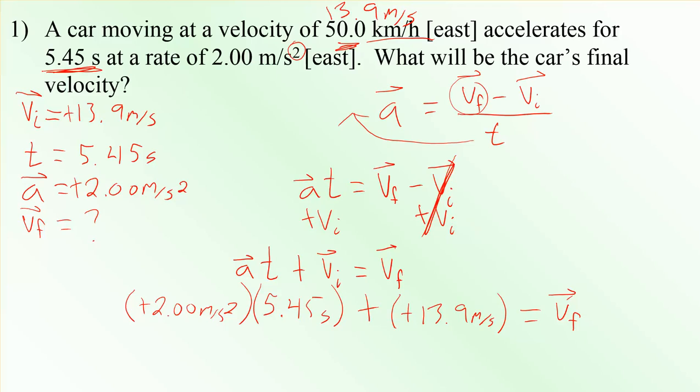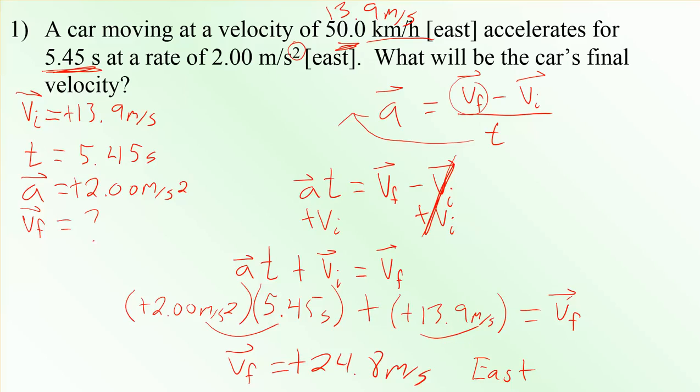Okay, and if you put that into your calculator, just multiply this and add this, you're going to have Vf is equal to 24.8 meters per second. And make sure you notice that this is a positive 24.8 meters per second. That matters. That really means that this person is traveling 24.8 meters per second east, because east was the positive direction in our question.